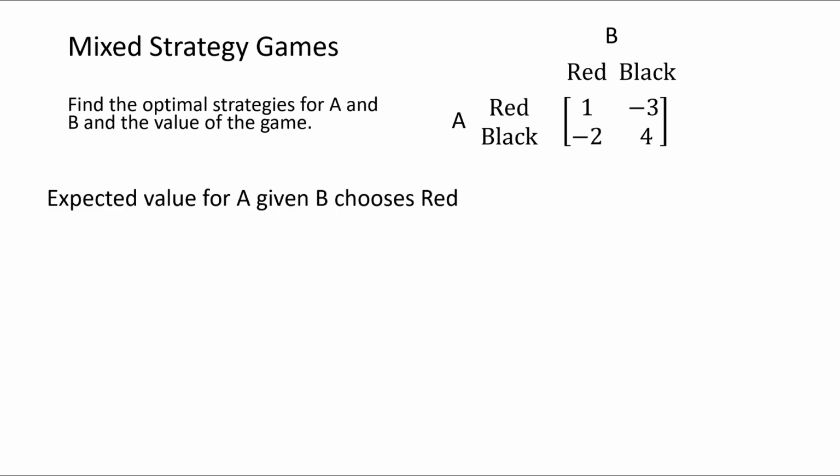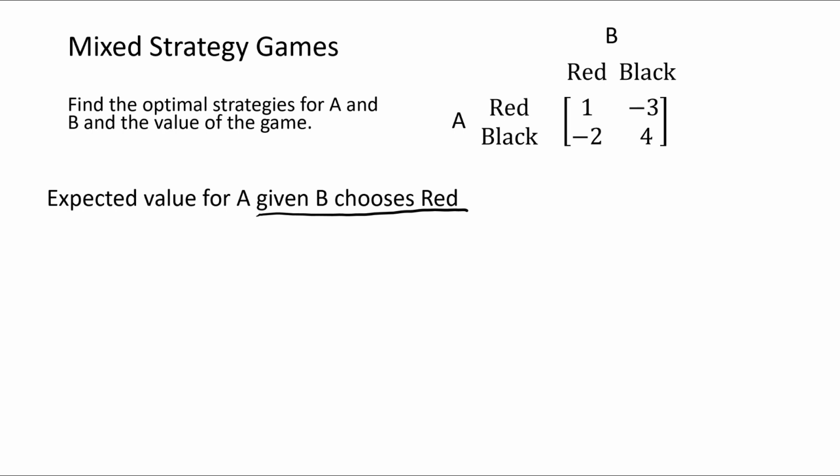The first expected value we're going to be finding is the expected value for player A given player B chooses a red card. All right, so this is going to seem a little bit backwards. But the reason why is because our expected values for each player are based on what the other player does. So this given B chooses red is really important. So we're finding the expected values for A given what B does.